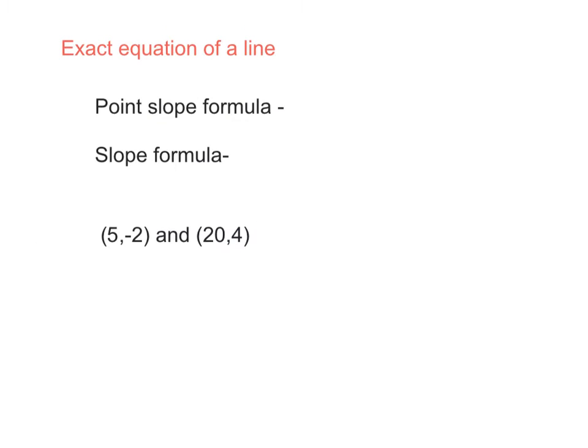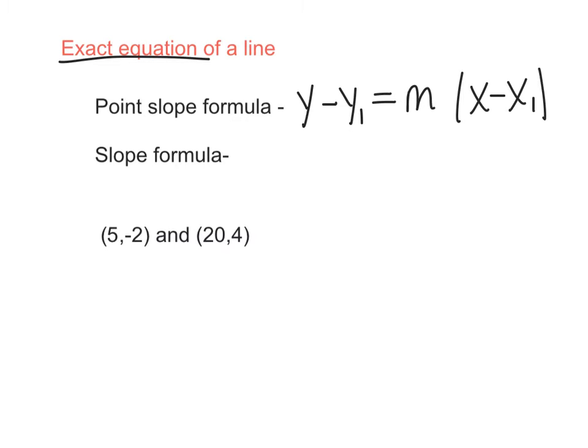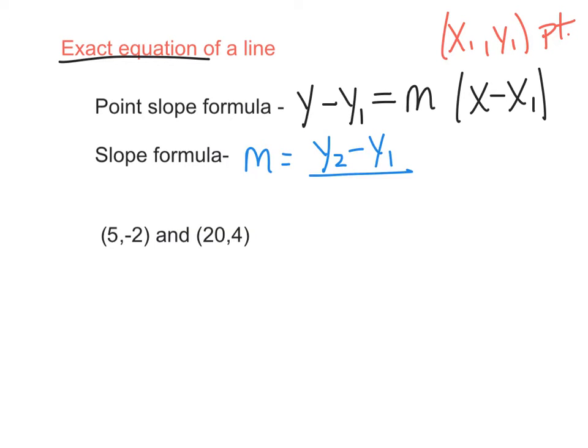So the first example, I am going to get the exact equation of a line. Okay, so we do this with the point slope formula, which we talked about back in the beginning of the school year, and obviously you've done a ton of in geometry and algebra 1. That's our y minus y1 equals m times x minus x1. And you'll recall that x1 and y1 are actually the point that you know. And then, of course, you'll need the slope formula. So m equals the change in y, y2 minus y1, all over x2 minus x1.